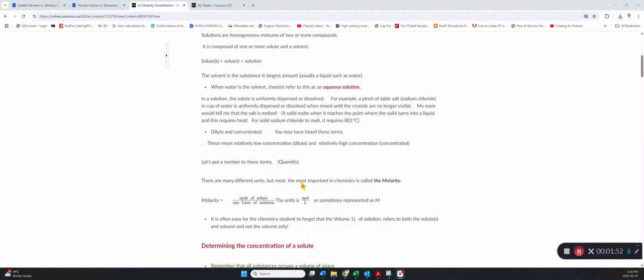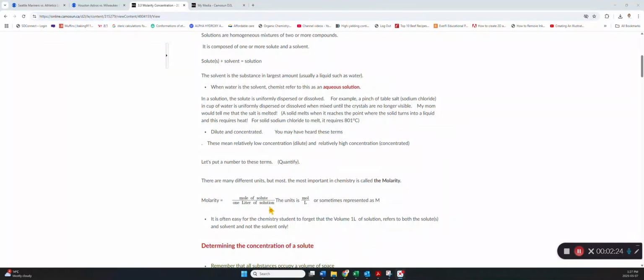So let's put a number to this. It's called quantification. Quantify is putting a number on these concentrations of moles per liter. So there are many different units. The most common one that we use is molarity. The molarity is the moles of solute over 1 liter of solution. And you have to remember that a solution is made of the solute and the solvent.